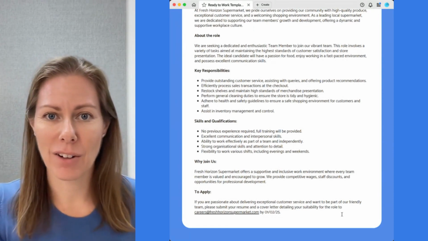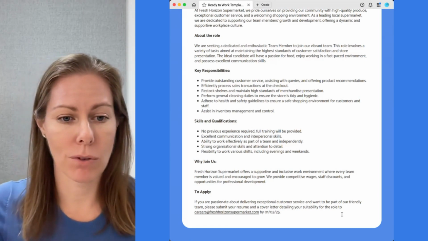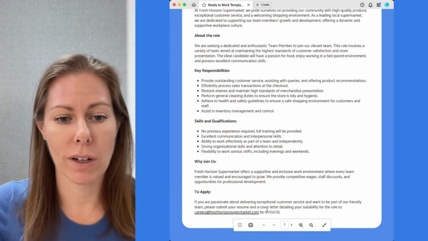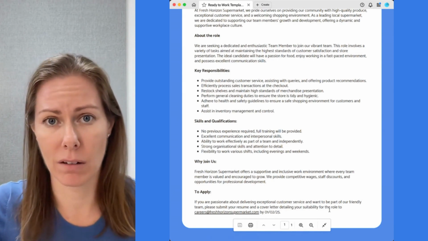That's good. I now know how to apply, and I know that they've asked for 2 specific documents. They've asked for a resume, and they've also asked for a cover letter, and they've told me what they want me to put in my cover letter.